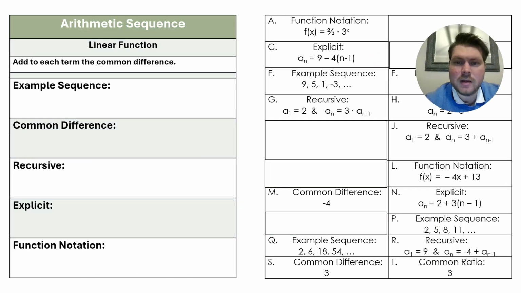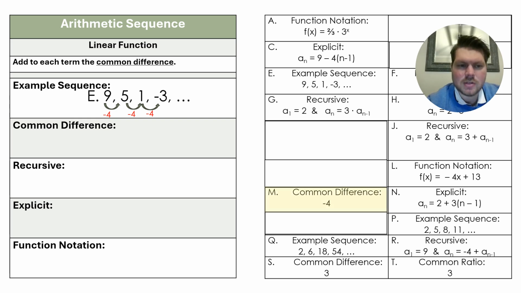Right, so now we're going to do an example of arithmetic. We already saw that E was arithmetic. It's following a linear pattern, so we're going to put E here. And then for my common difference, that's asking what it's adding or subtracting by. And we can see that it's going down by 4 each time. So I'm going to look for a common difference of -4, which is M.